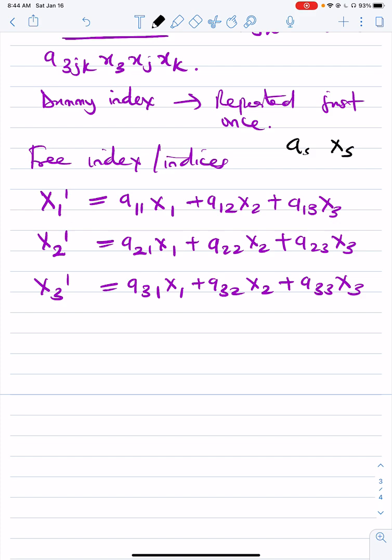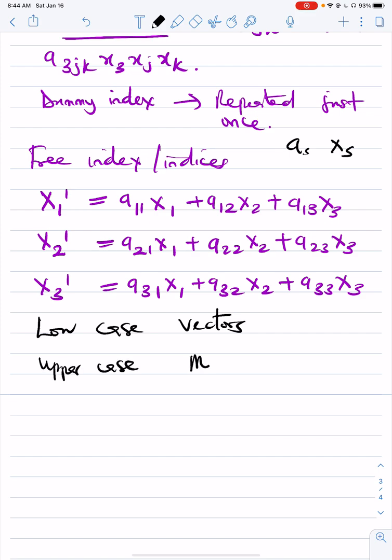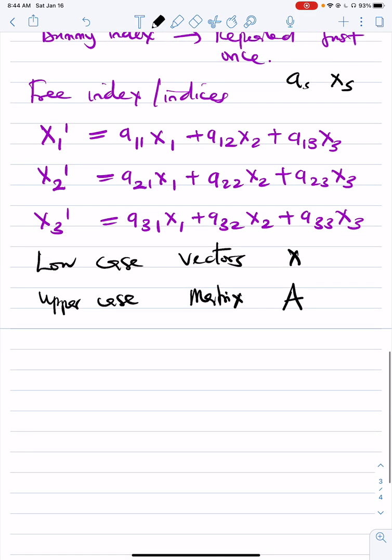In this case, first of all, one thing I did mention at the first is that we write lowercase to be vectors and uppercase to be matrices, right? So if we have a matrix A, the components of A, like the columns of A, could be in small letters like a_ij, or a_i.